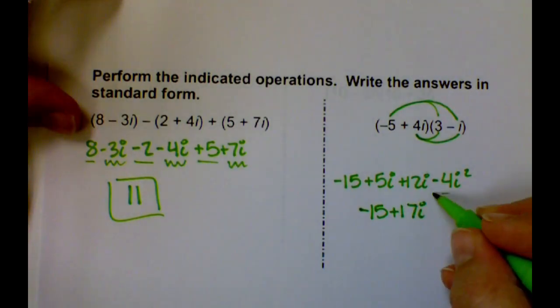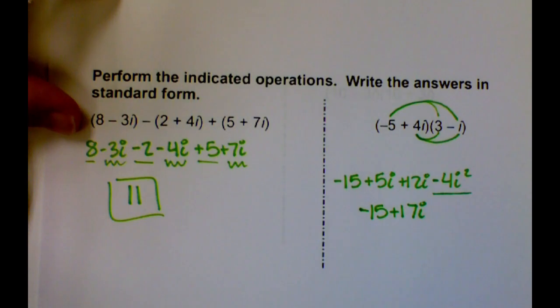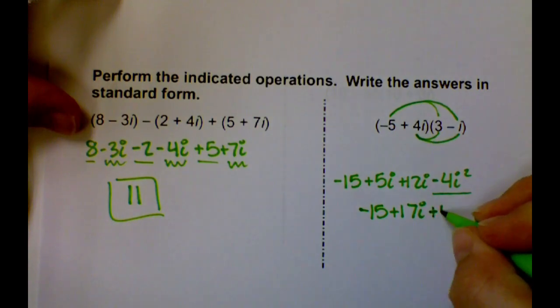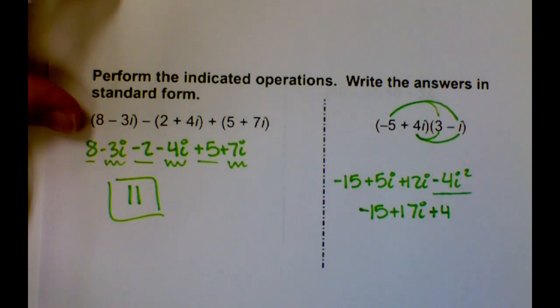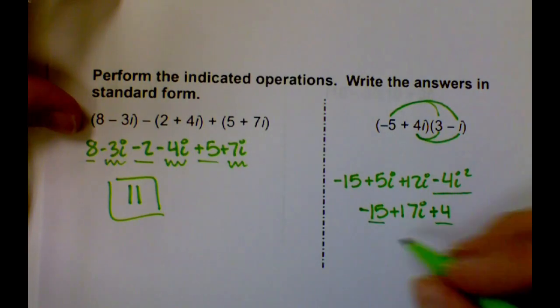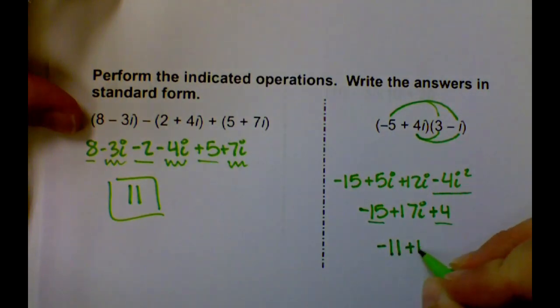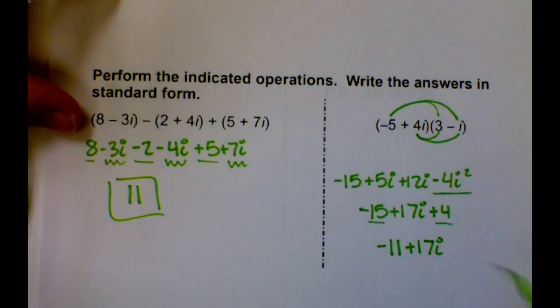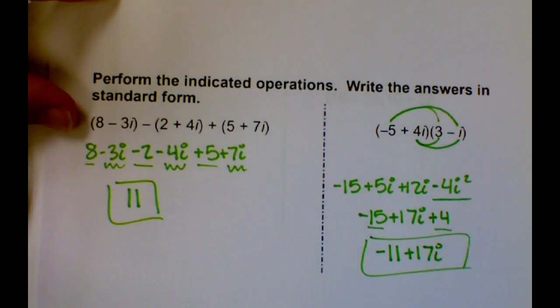Now here's the trick. i squared is negative 1. So negative 4 times negative 1 makes positive 4. You can never leave an i to a higher power. So really we have another set of common like terms. I get negative 11 plus 17i. And it is the acceptable way to put your i at the end.